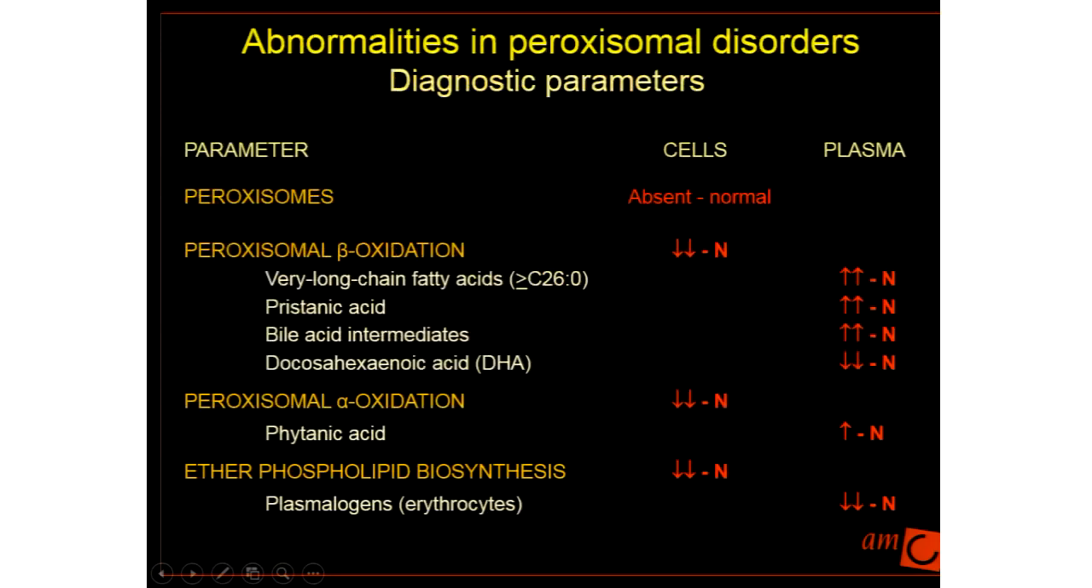So peroxisomal disorders can be readily diagnosed in plasma as well as in cells because of the metabolic aberrations that can be measured in these different compartments. If you find a lot of different metabolic aberrations, that usually points to a biogenesis defect. If you only find one specific aberration, that can point to a single enzyme deficiency.